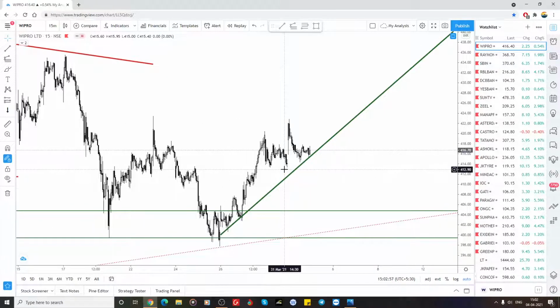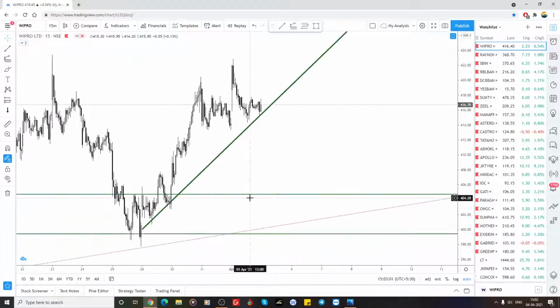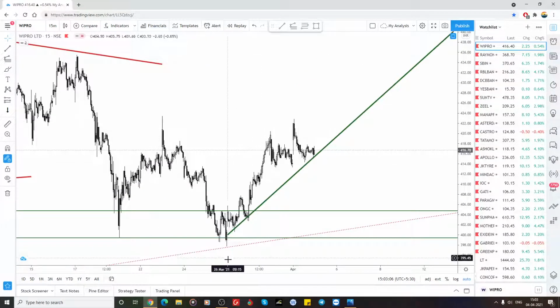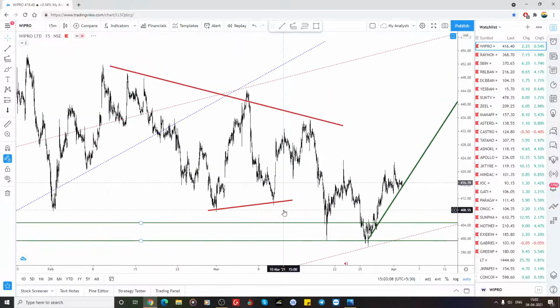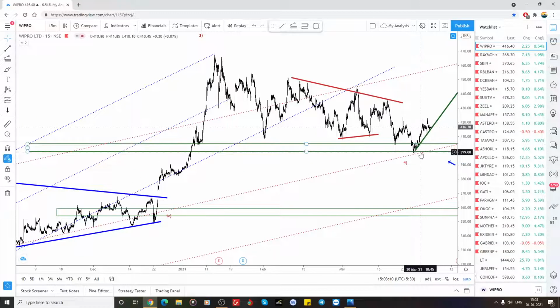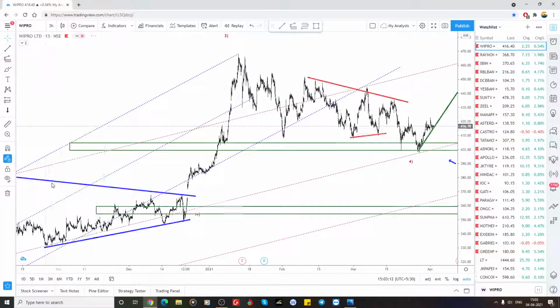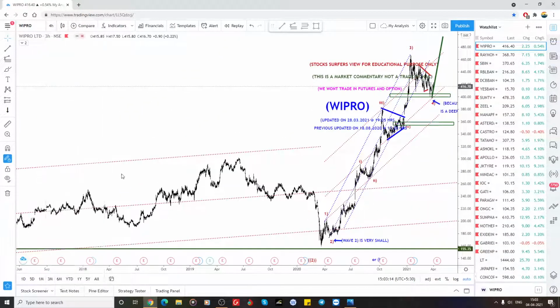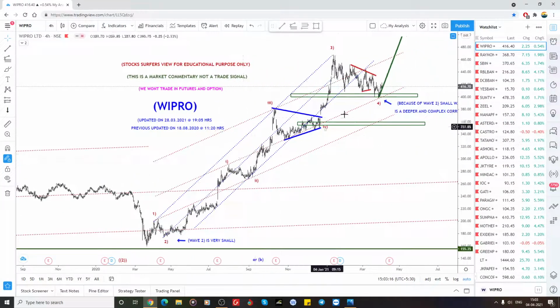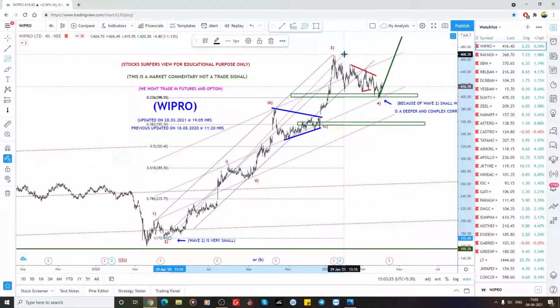So I think this could be a leading diagonal. ABC is a 1, ABC is a 2, ABC is a 3, ABC is a 4, and ABC is a 5. So this could be a leading diagonal. So let's see how it plays. But as of now, if this closes below the channel here, we will have to look at that, because wave 2 is very small here, and wave 4 could be retested to the 38.2.